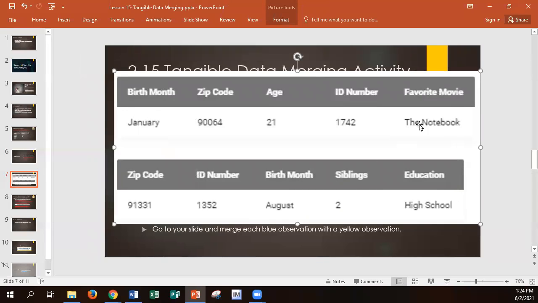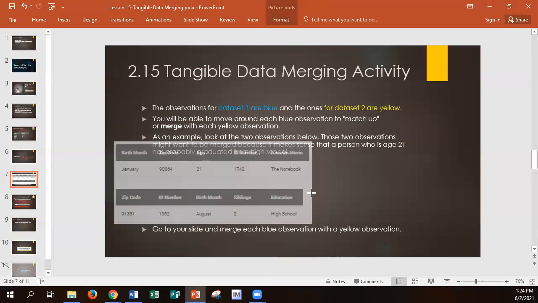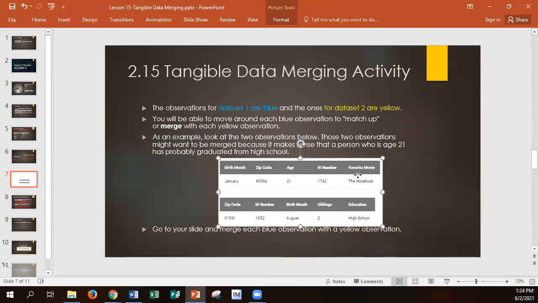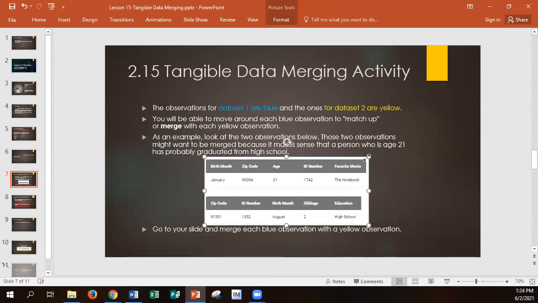So Carter makes a good point. The birth months are different and zip code. One thing might be a good matchup, but then when you look at some of the other data, it might not be a good matchup. So you kind of have to figure out what is that unique identifier. What is that identifier that's going to allow you to correctly match up the strips?